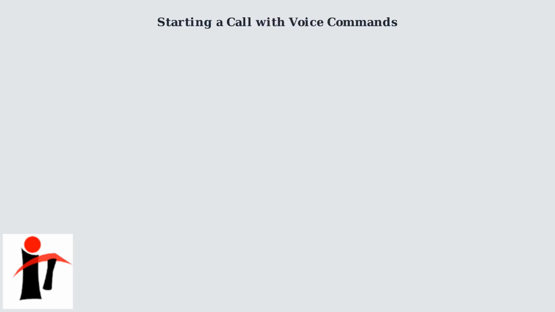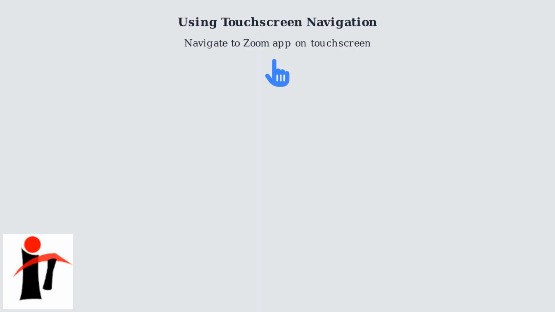To initiate a Zoom call using voice commands, simply say, "Hey Tesla, start Zoom call with contact name." The vehicle's voice assistant will recognize the command and begin setting up the call. Alternatively, you can initiate a call by navigating to the Zoom app directly on the touchscreen. Tap the Zoom icon, then select your contact or enter a meeting ID to start the call.